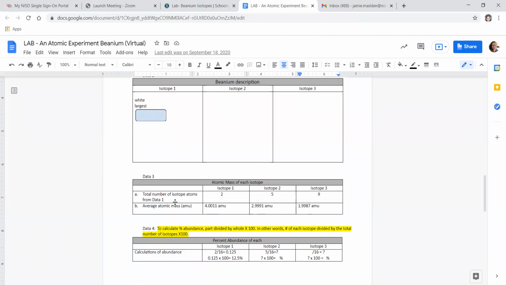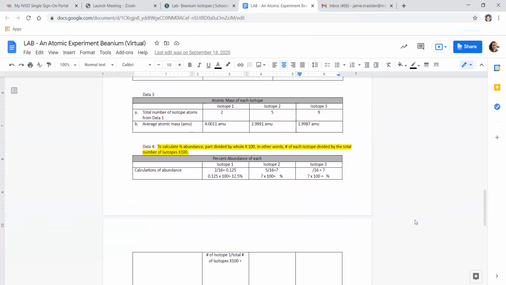For data table 3, it's pretty much already done for you. You have your totals of each bean representing each isotope, along with a mass that is provided for you for each one of those. So there's really nothing for data table 3 that you need to add. But what you have in data table 3, you're going to need to use for data table 4.